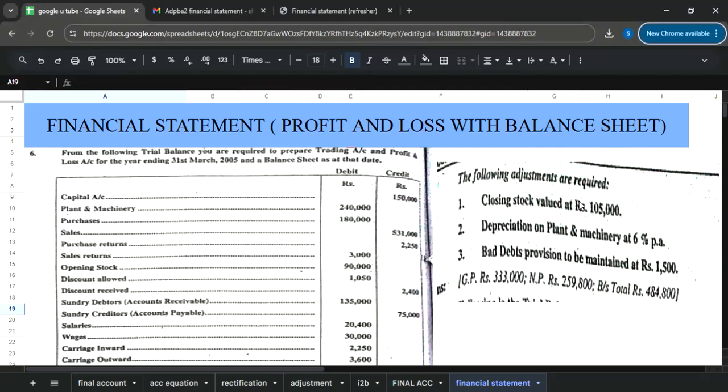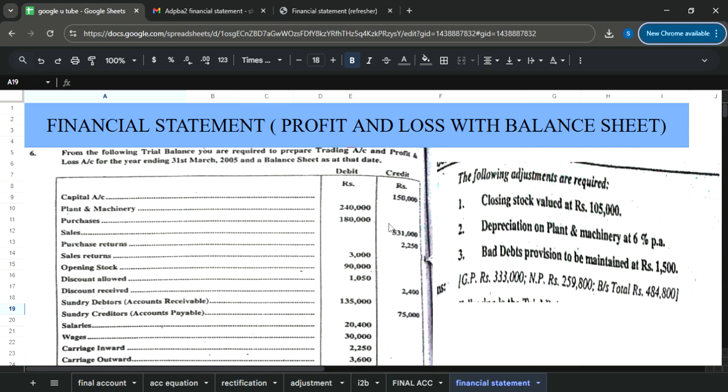Today's target is to understand the next sample question. You might call it the second question, or maybe question number 6. The chapter we are related with is adjustments in financial statements. There are two parts, as you can see: on the left side there is a trial balance.